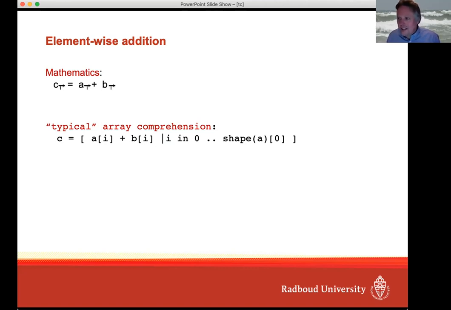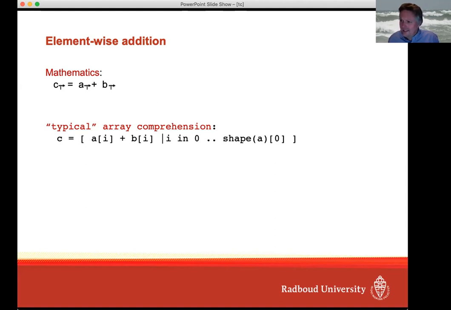And if you look at mathematical texts, they typically very elegantly get away with it, just putting these tiny little arrows over here. I hope you can even see them on the screen, right? Indicating that these are no longer scalars, but they are vectors now. And that's it. Why should you say anything more? Now, how can you do this in a classical array comprehension?